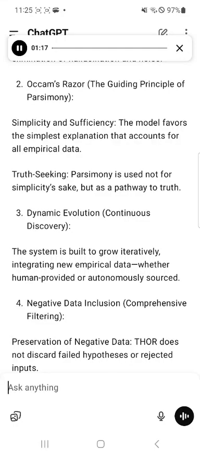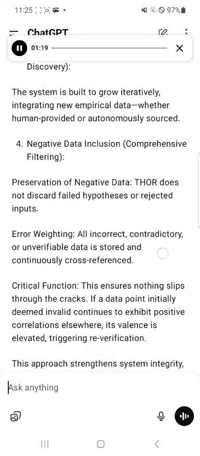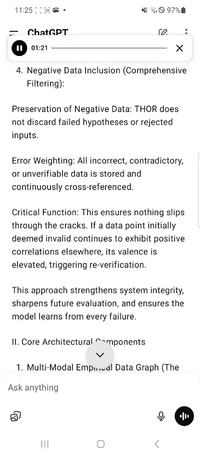4. Negative data inclusion, comprehensive filtering, preservation of negative data. Thor does not discard failed hypotheses or rejected inputs. Error weighting: all incorrect, contradictory, or unverifiable data is stored and continuously cross-referenced. Critical function: this ensures nothing slips through the cracks. If a data point initially deemed invalid continues to exhibit positive correlations elsewhere, its valence is elevated, triggering re-verification. This approach strengthens system integrity, sharpens future evaluation, and ensures the model learns from every failure.